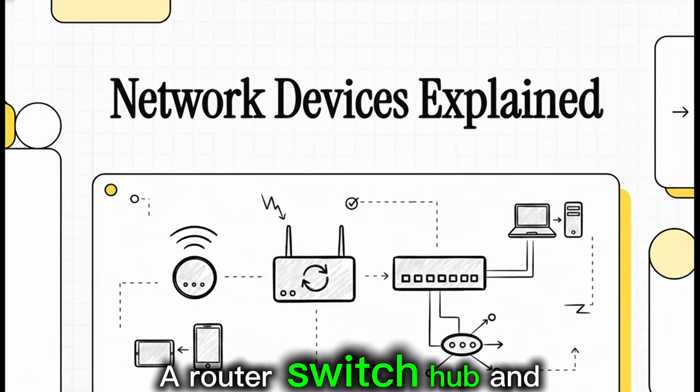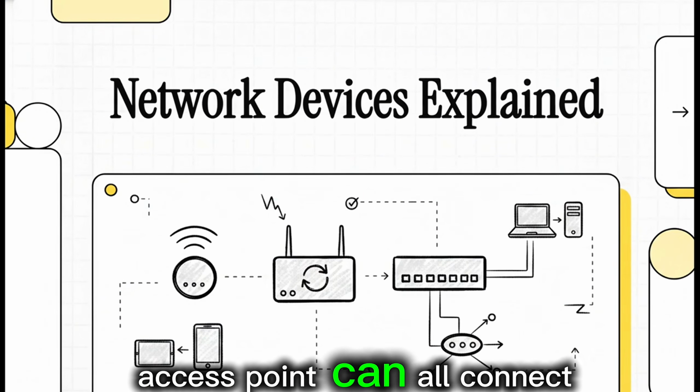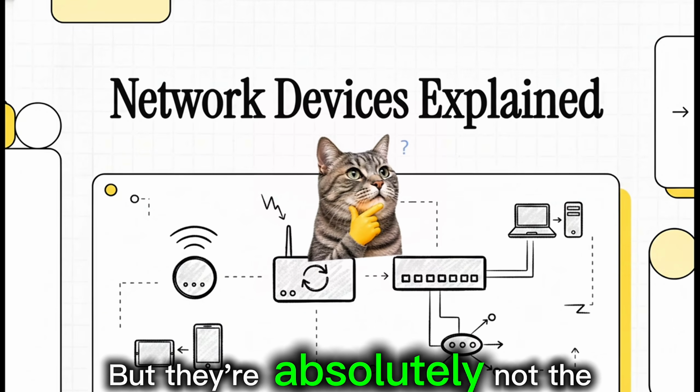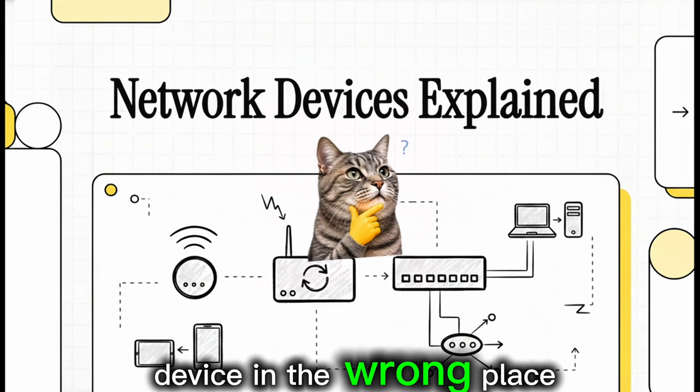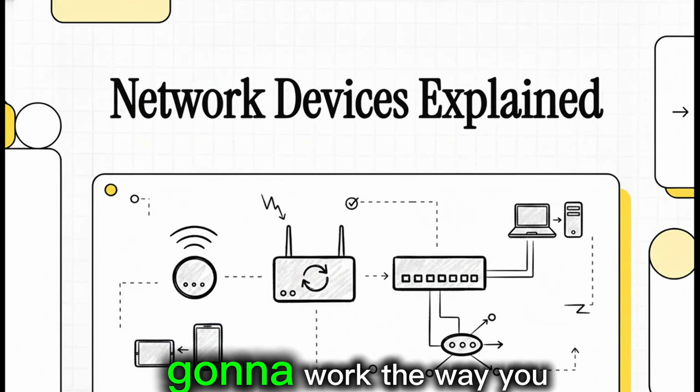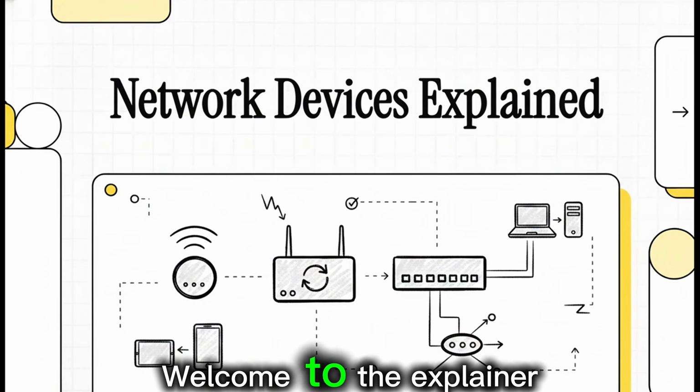A router, switch, hub, and access point can all connect devices, right? But they're absolutely not the same thing. In fact, if you put the wrong device in the wrong place, your network is just not going to work the way you expect.